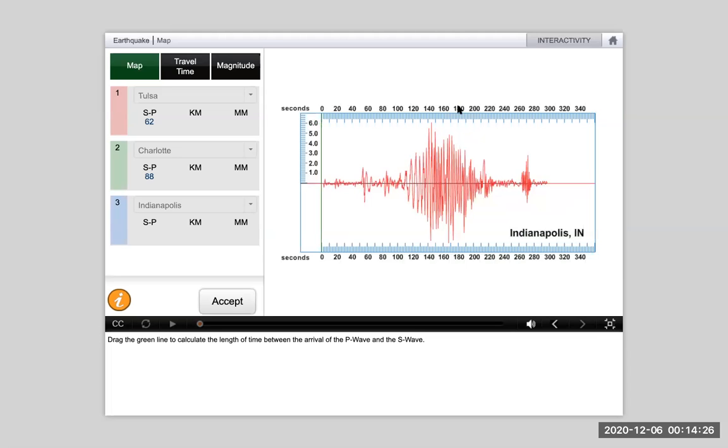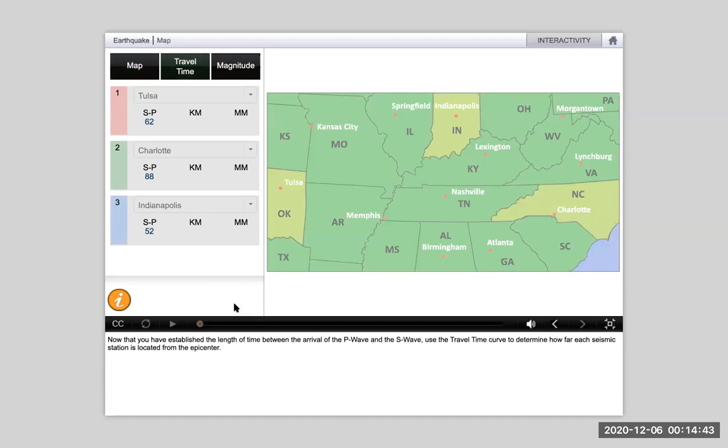Then finally, Indianapolis. Drag the green line to calculate the length of time between the arrival of the P wave and the S wave. And I'm going to bring it to there. So that being the P wave, this being the S wave, and those are the surface waves there. So that looks pretty good. I'm going to accept that. Establish the length of time between the arrival of the P wave and the S wave.